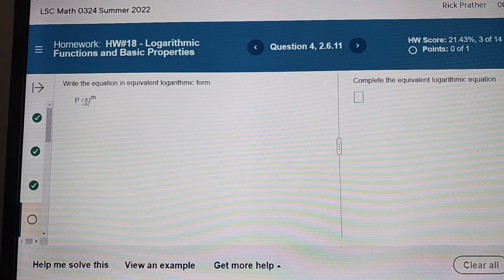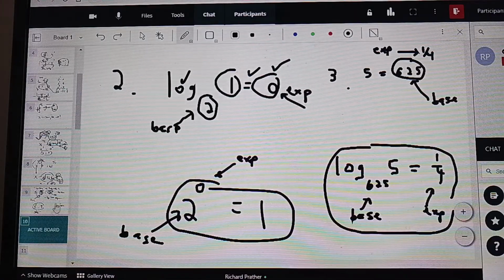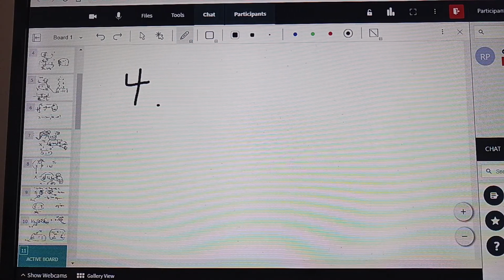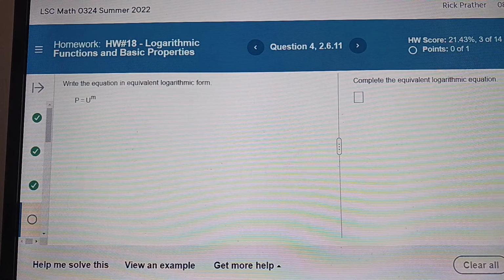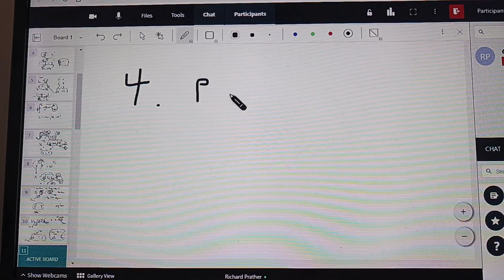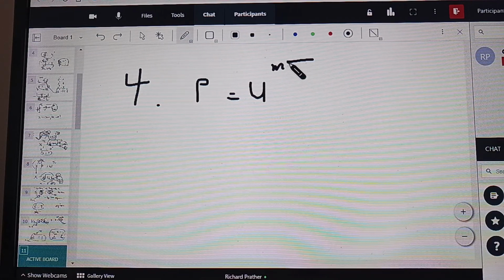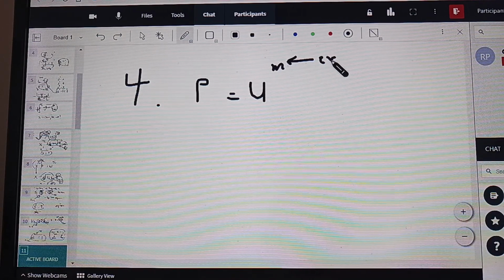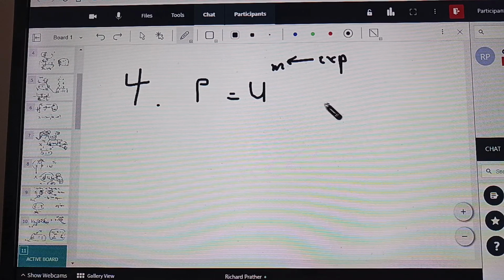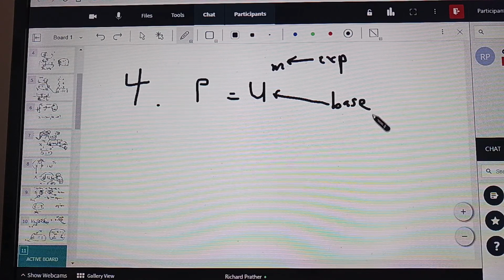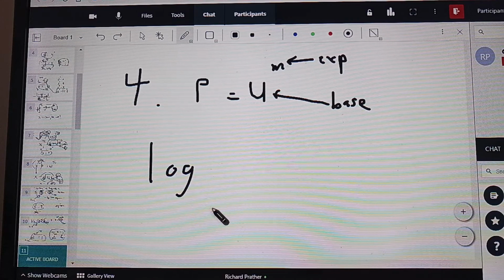Probably one more of these. Yeah, so they tried to make this one complicated by using no numbers at all. P equals u to the m. There's 3 parts right there. Obviously, that upper raised number is an exponent. The regular size number attached to that is the base. The base and the exponent are always together in that format. So log base goes down here, so that's the letter u.